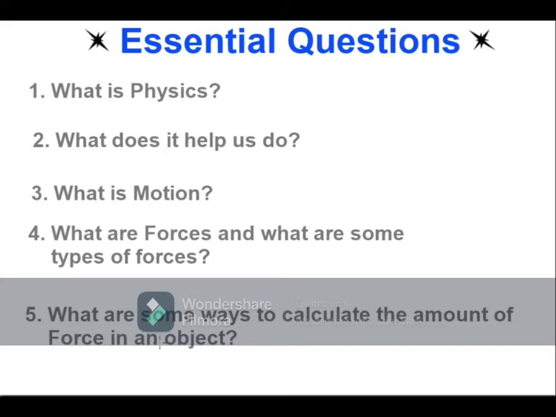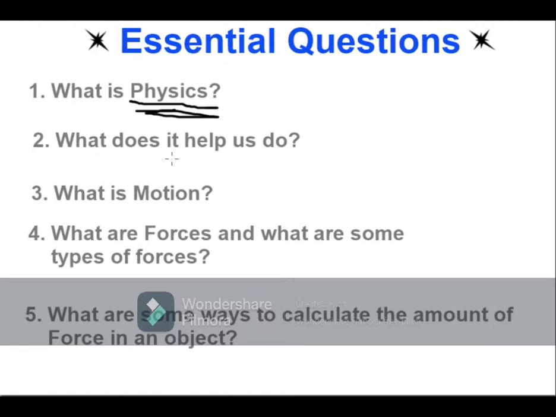Well, first question, what is physics? Physics is the study of nature, and it helps scientists learn concepts like motion, forces, and etc. that occur naturally in nature.